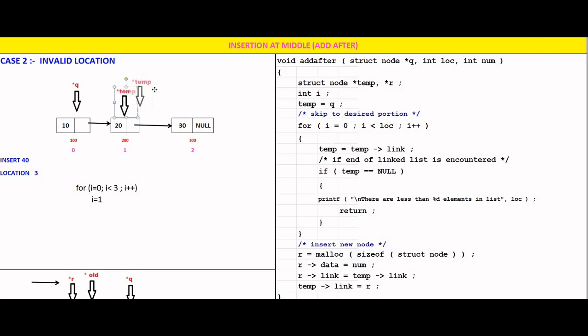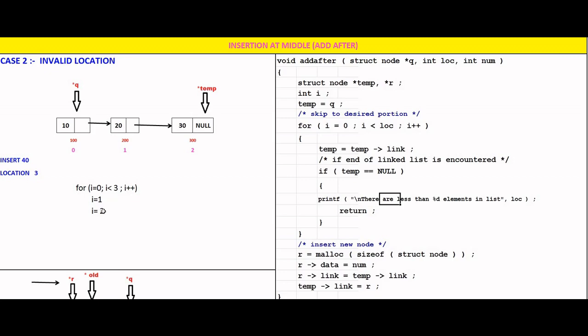We put temp here. Now temp is not null, it contains 300. We again check, is temp null? No, temp is not null. We increment I by 1, and I becomes 2. Temp is equal to temp of link. Now temp will contain the value null. Again, if temp is equal to null, yes, now temp is null. So we get the output: there are less than %d elements in the list and location.